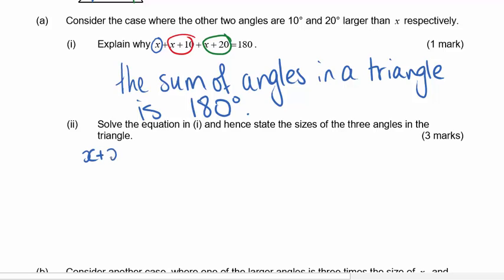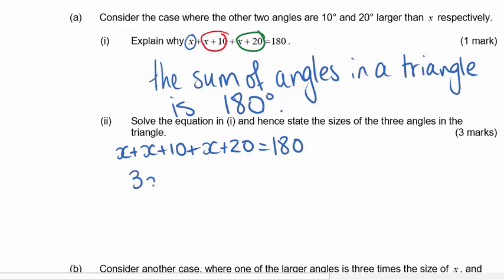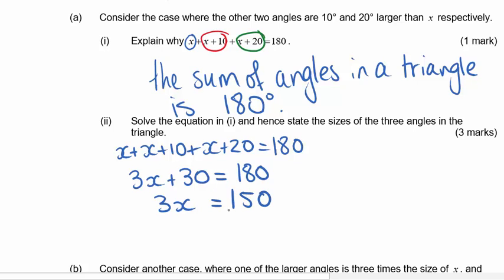x plus 10 plus x plus 20 equals 180. 3x plus 30 equals 180. Subtracting 30 from both sides, I get 3x equals 150. And then dividing both sides by 3, I get x equals 50.